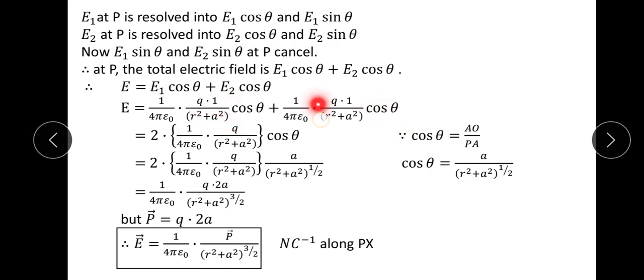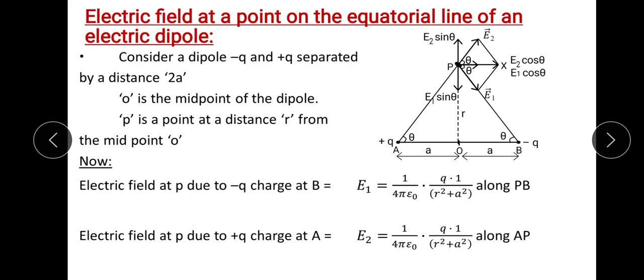Now, if you add these two terms, you get 2 into 1 by 4 pi epsilon naught into Q divided by r square plus a square into cos theta. Now, by the diagram, what is cos theta for this theta? I mean, for this triangle. So what is the cos theta for this triangle?